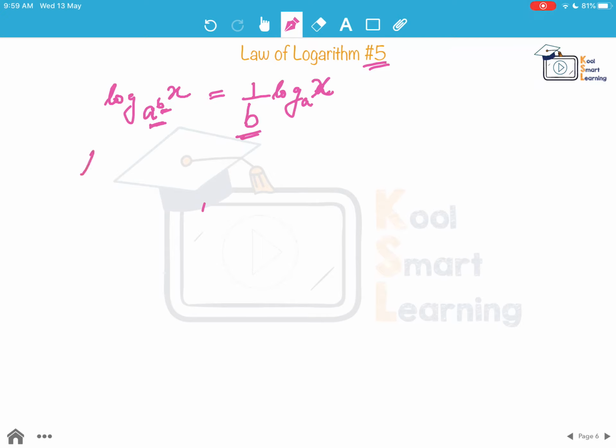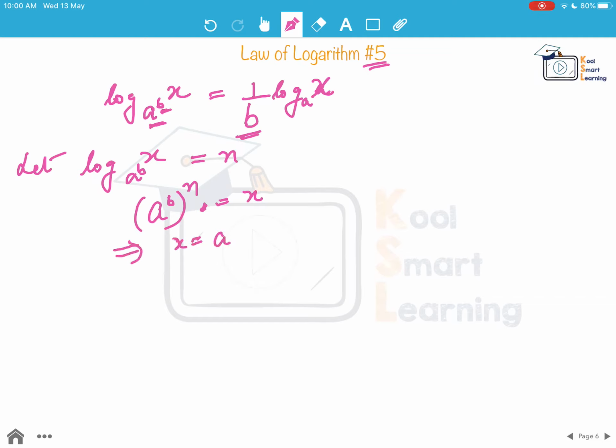Now here let's again take the proof of this. We are discussing the proof. It becomes easier to understand and then learn if we know how we arrive at this. Right? So that is why we are discussing the proof of each one of them. Now let's take log of x to the base a raised to power b is equal to n. Now this gives us, by definition of logarithm, a raised to power b raised to the power n is x. Right? So we can say that x is equal to a to the power nb.